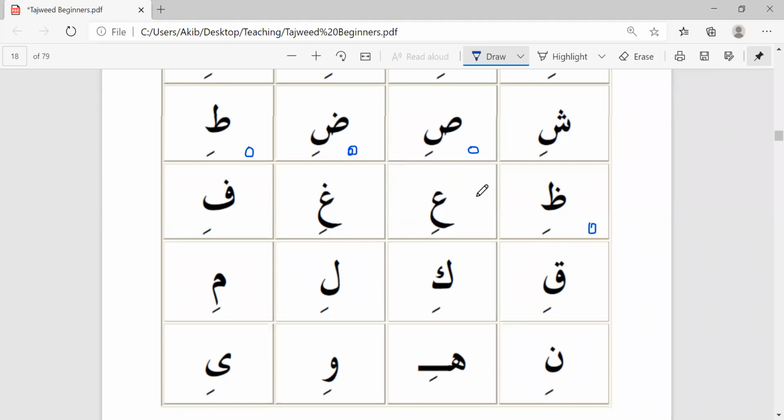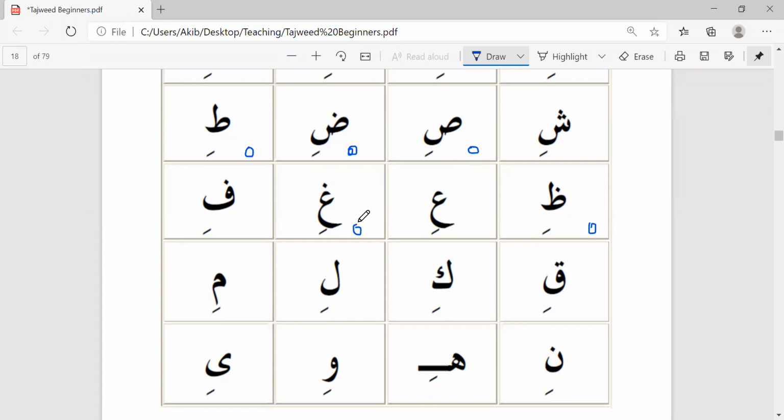The letter Ain from the middle of the throat is going to be ri, ri, ri. Really try to get that sound from the middle of the throat. It can definitely be quite tricky, but you just have to try your best to get that sound out. The letter Ghain, again, a heavy letter, and this is going to be ri, ri, ri.